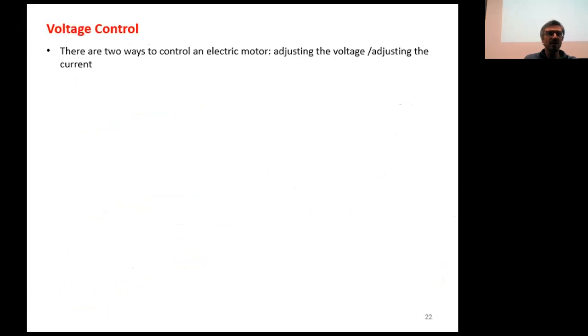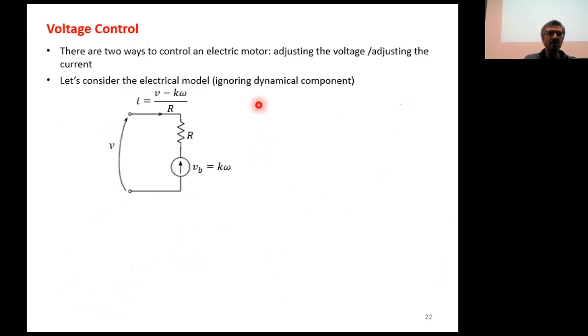To control an electrical motor, there are two ways. One is to adjust the voltage or adjust the current. And if we consider the voltage control, let's for now ignore the dynamical component due to the inductance. We see that you apply a voltage, and we have a back EMF that depends on the velocity, and the current is the applied voltage minus the back EMF divided by the resistance. And this current creates a torque.